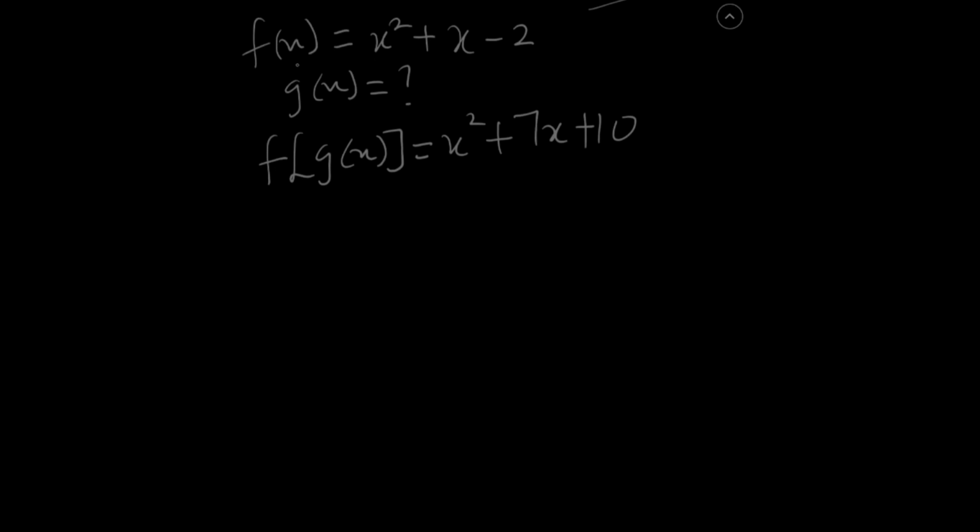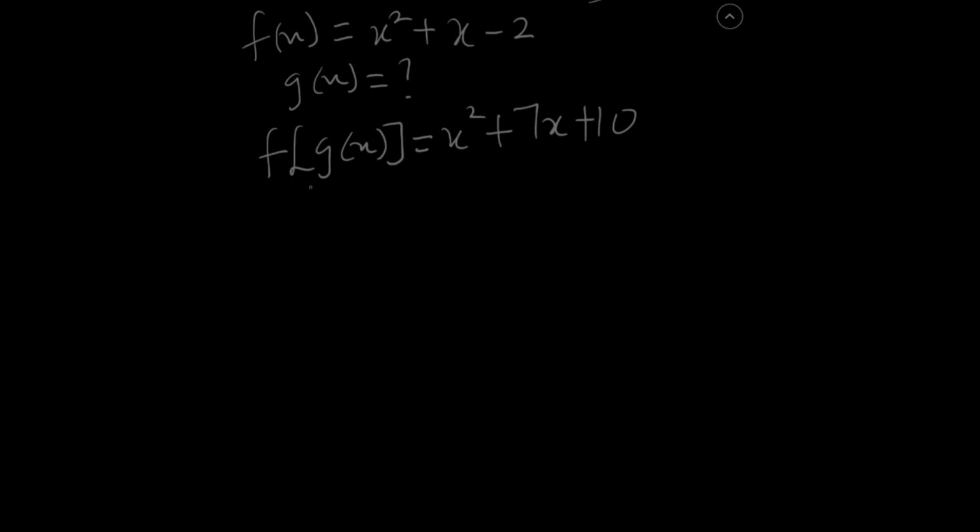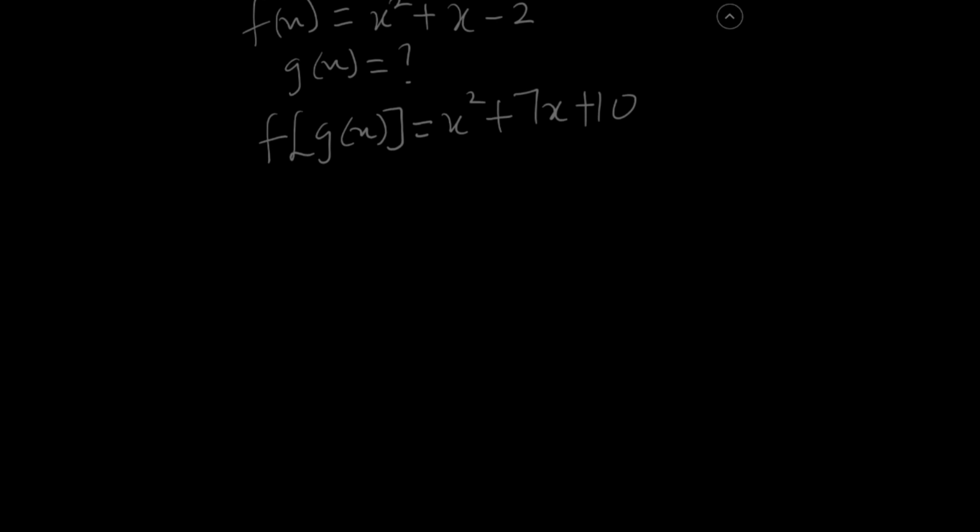We are given f of x but not g of x. Okay, now we know f of g of x is the whole of this, right? And then we are given f of x, but we are not given g of x. So if you want to find out, how do you go about it? F of x equals x squared plus x minus 2.